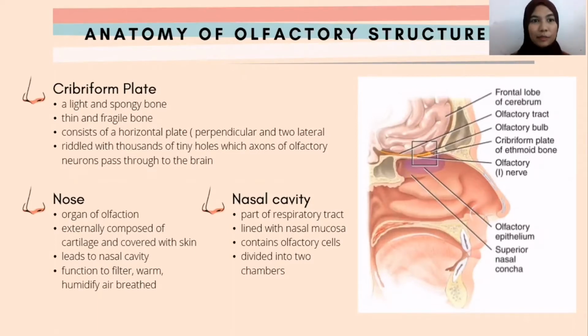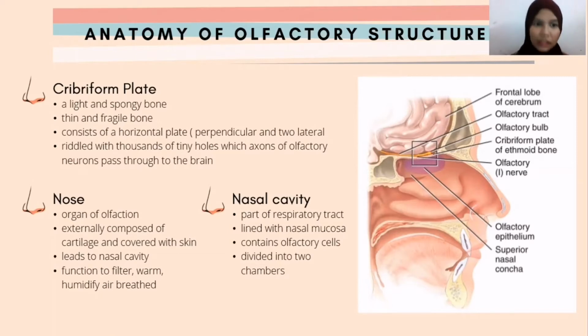First, we have the cribriform plate, which is a light and spongy bone, thin and fragile, consisting of a horizontal plate, a perpendicular plate, and two lateral plates on the left and right, riddled with thousands of tiny holes through which axons of olfactory neurons pass to the brain.